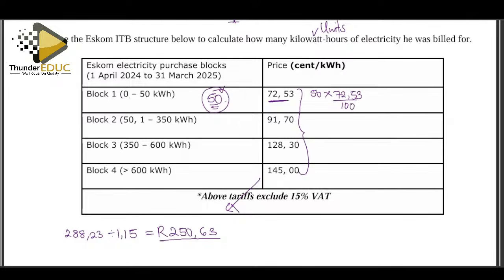divided by 100. When he uses only 50 units, he will end up paying 36 rands 27 cents. But when we look at our calculation, he didn't use 50 because he has used more than that. So we shall come from this and we shall subtract.